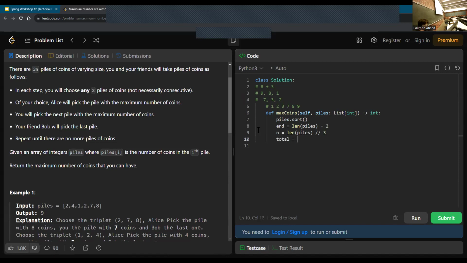And then I'll just have a total variable, which will accumulate how much we're getting. And I'll do a loop just to count up. So we'll get the value of all of the piles at the end, which will initially be the second highest, but then we need to move that down to, right? We're skipping over every other pile, and then we just return that total.